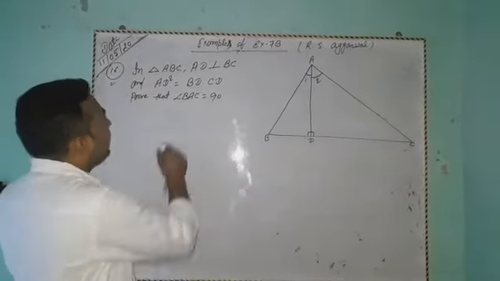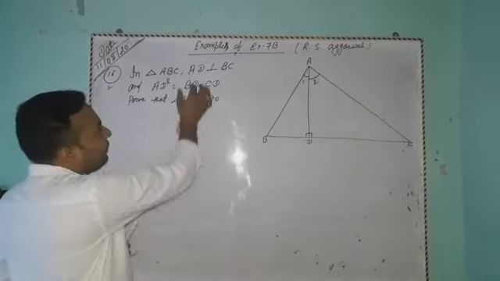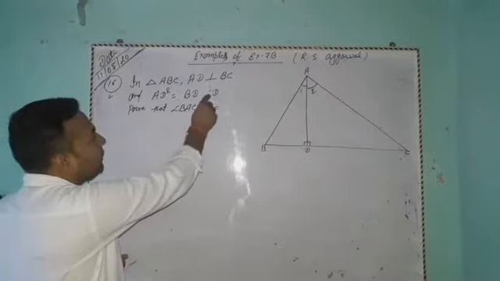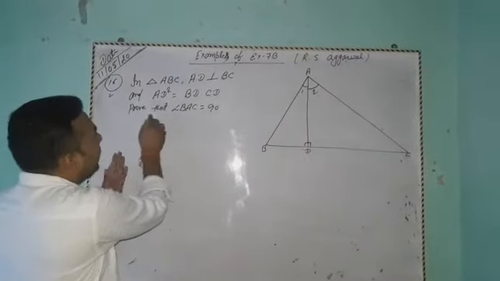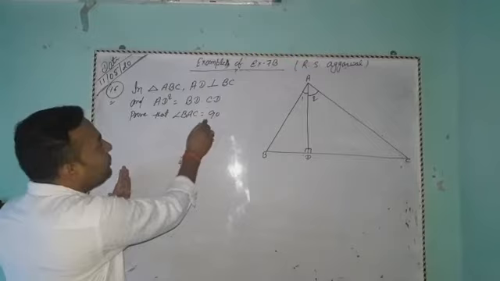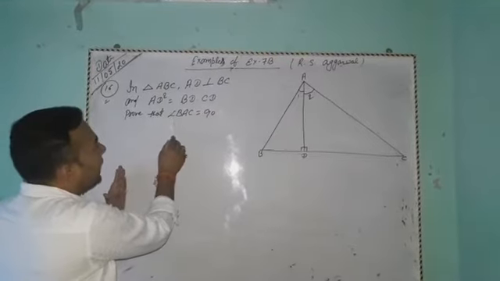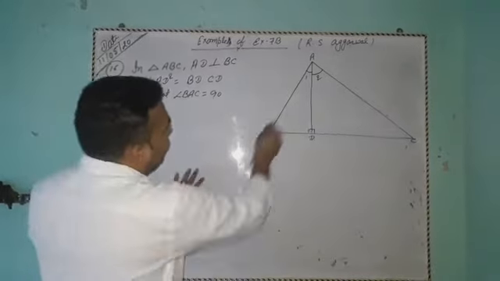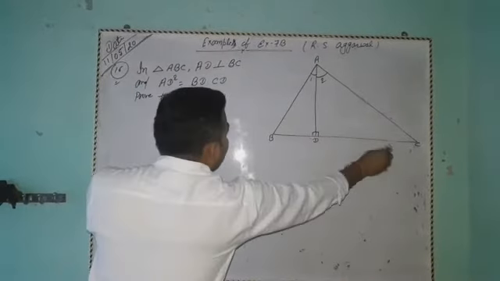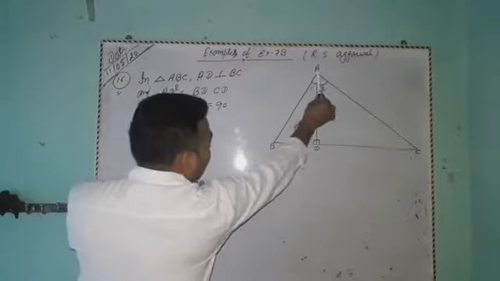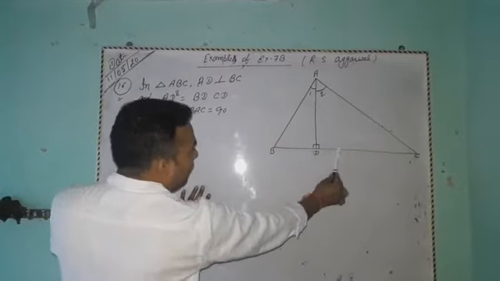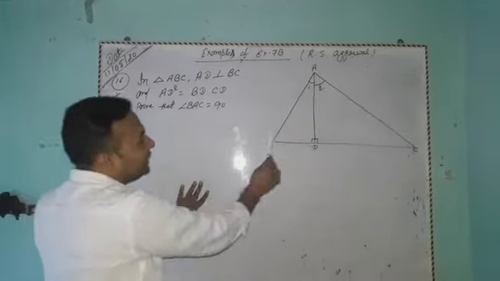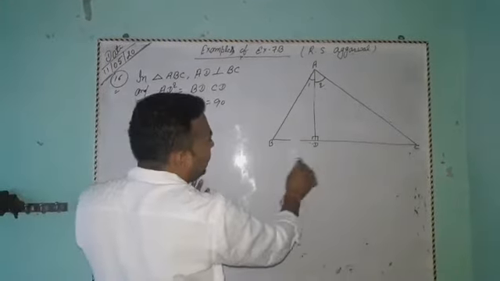In triangle ABC, AD is perpendicular to BC and AD square equal to BD into CD. Prove that angle BAC equal to 90 degree. In triangle ABC, AD is perpendicular to BC. AD square equal to BD into CD.